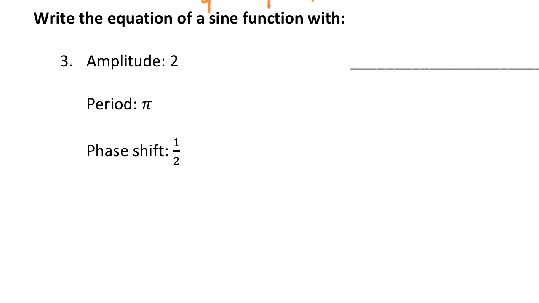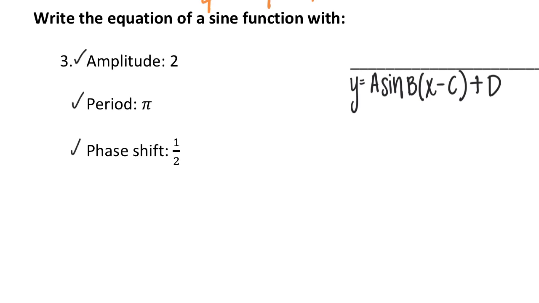In the final type of problems before we start graphing, we're going to try to write the equation of a sine function given some key vocabulary words, so given some pieces of the graph. It might be helpful off to the side to write your parent function of a sine graph. y equals A times the sine of B times the quantity of x minus c, plus d. So we can see where we're plugging in each thing.